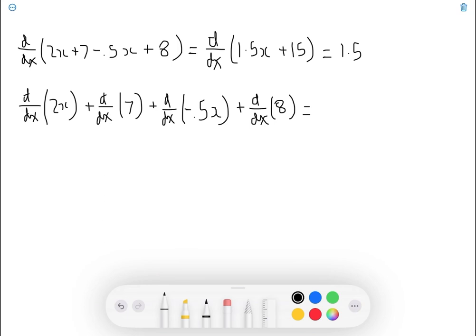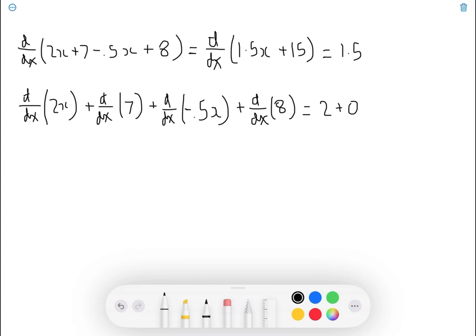First we have the derivative of 2x, and the line y equals 2x would have a slope of 2, so our derivative there is 2. Next we have the derivative of 7. 7 is a constant, that's representing 0x plus 7, so the derivative there would be 0.